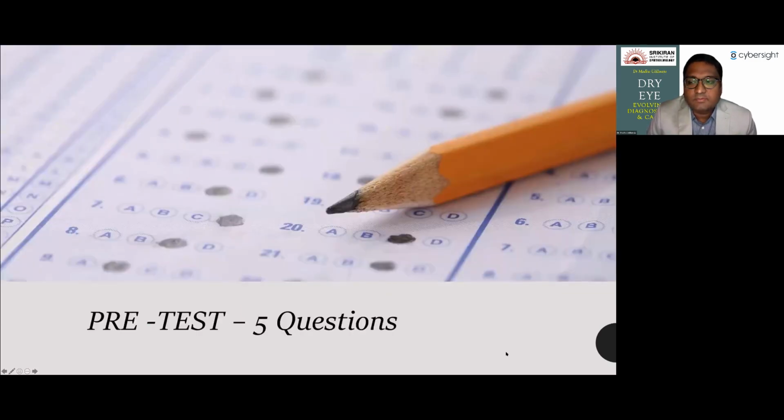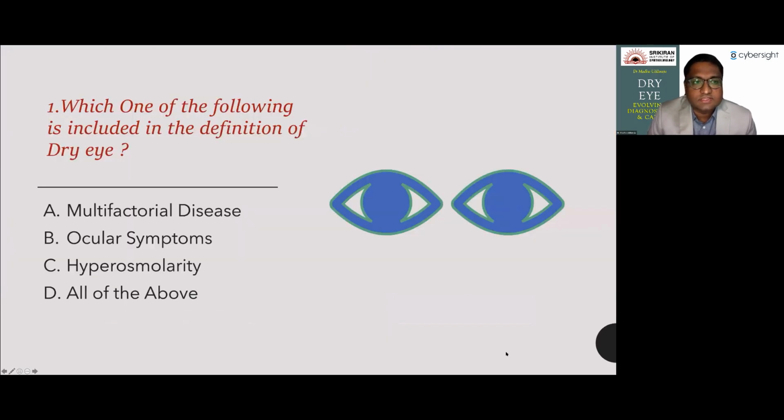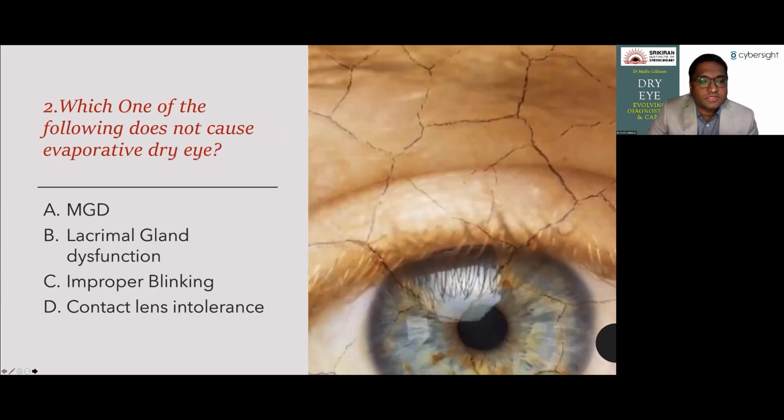So these are the pretest questions I have for you. So the first question is, which one of the following is included in the definition of dry eye as per TFOS DEWS II? It is a multifactorial disease. The patient should have symptoms. Hyperosmolarity is part of this definition, or all of the above. Thank you. I'll go to the next question.